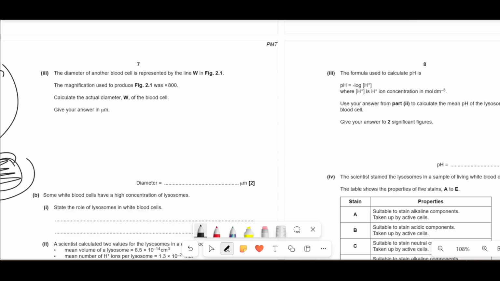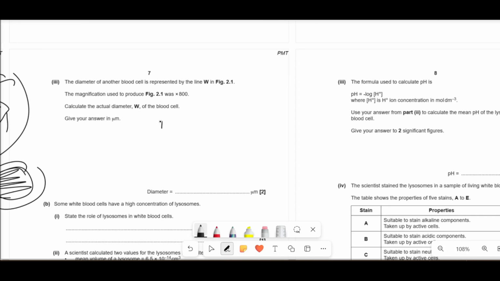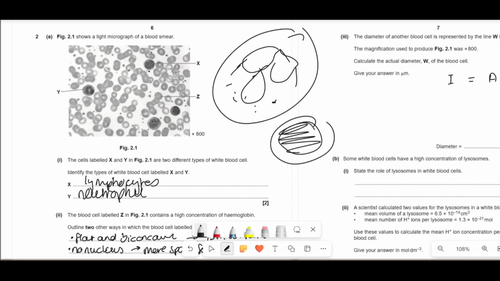So then it says the diameter of another blood cell represented by the line W in figure 1, the magnification was times 800, calculate the actual diameter. Because I'm on a screen, it's really hard to do, so I'll just describe what I would do. The image size, I, equals actual size times magnification, M. We know that the magnification is 800. The image size is whatever you've measured, so you need to use a ruler and measure it. I'm going to pretend, I'm making this up, that it's 1 centimeter.